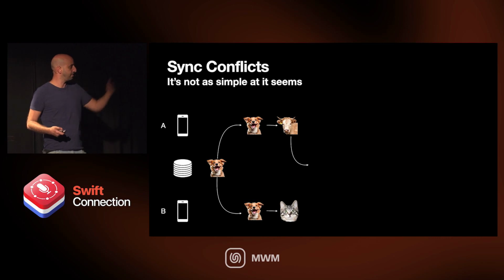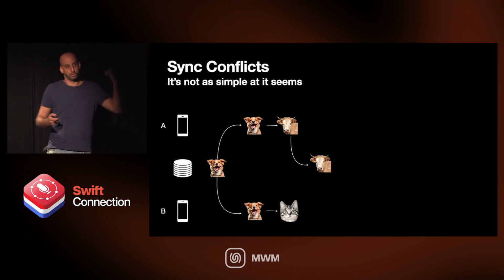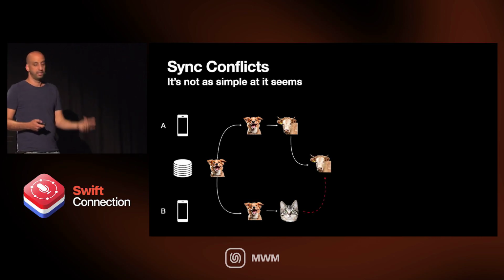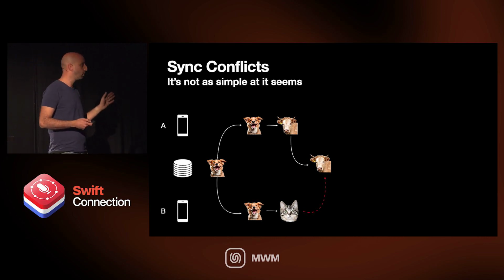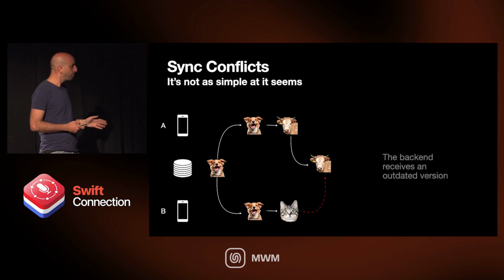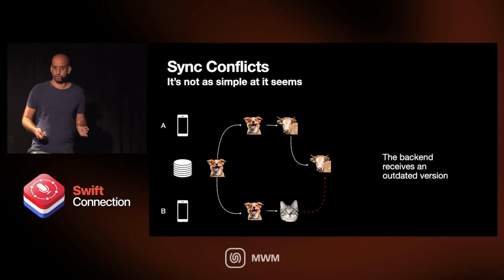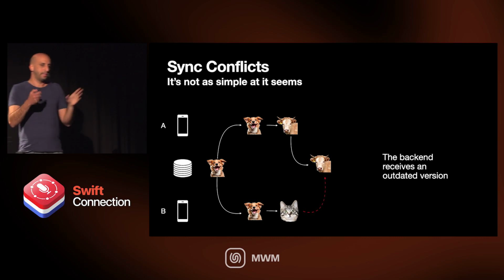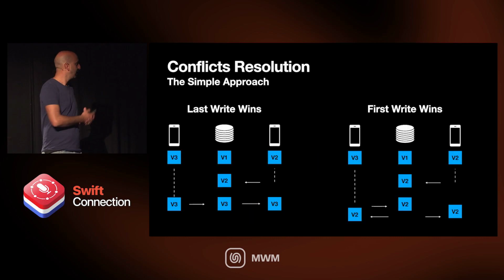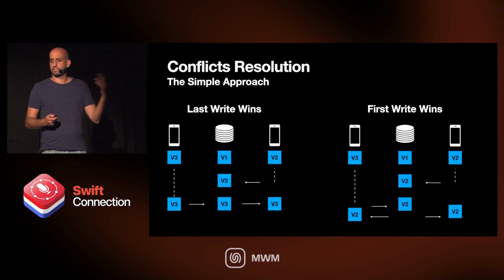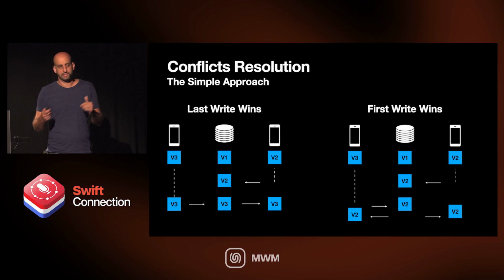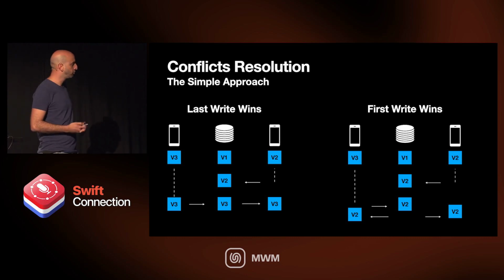The first one is device A, so it changed the item on the server to a cow, but then goes the second one, and it changes it to a cat. And then that's it. This is called a sync conflict, because the backend receives an outdated version. So there are two popular ways to deal with it. And I guess that you know what it means. The first one is last write wins. The server picks the most updated, the latest version. And the second one is the first write wins, when the server rejects the new version that it gets.